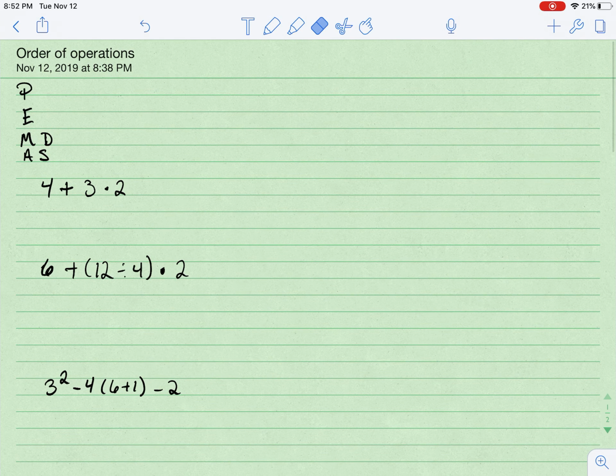All right, looking at order of operations. So we used to say PEMDAS: parentheses, exponents, anything up to a power, and then multiplication, division, and then adding and subtracting.